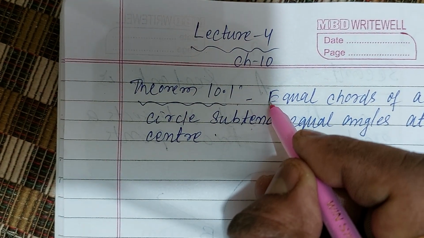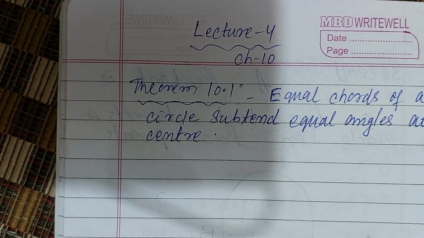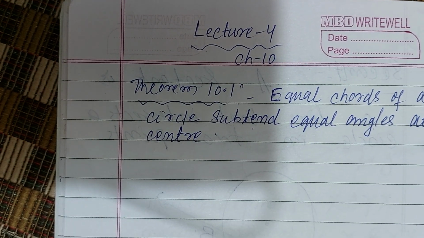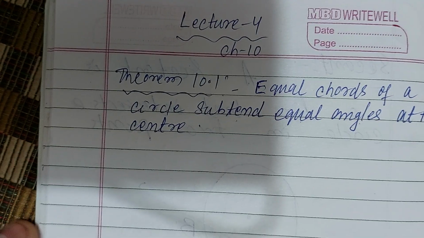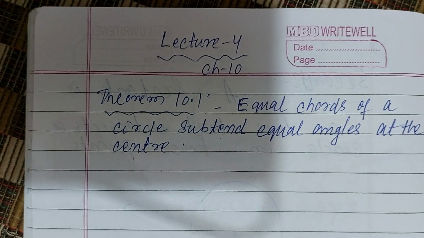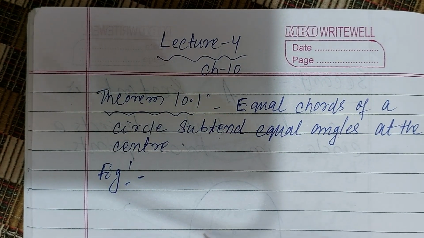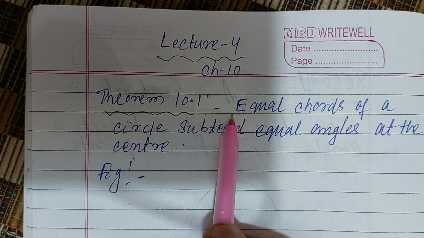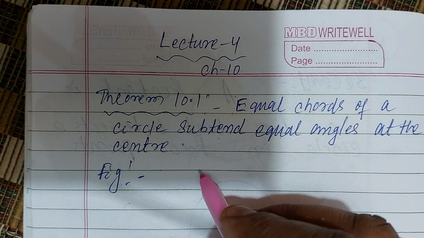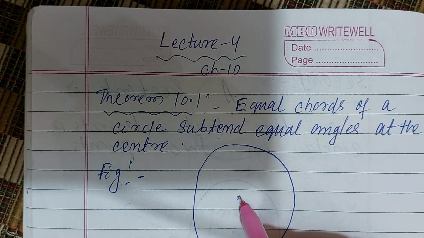So in the definitions in the previous lecture, I explained chord. A chord is a line segment joining any 2 points on the circle. So look at here. To prove this theorem we first write the theme of the theorem, then the figure. So here is the figure, here is the circle. O is the center of the circle.